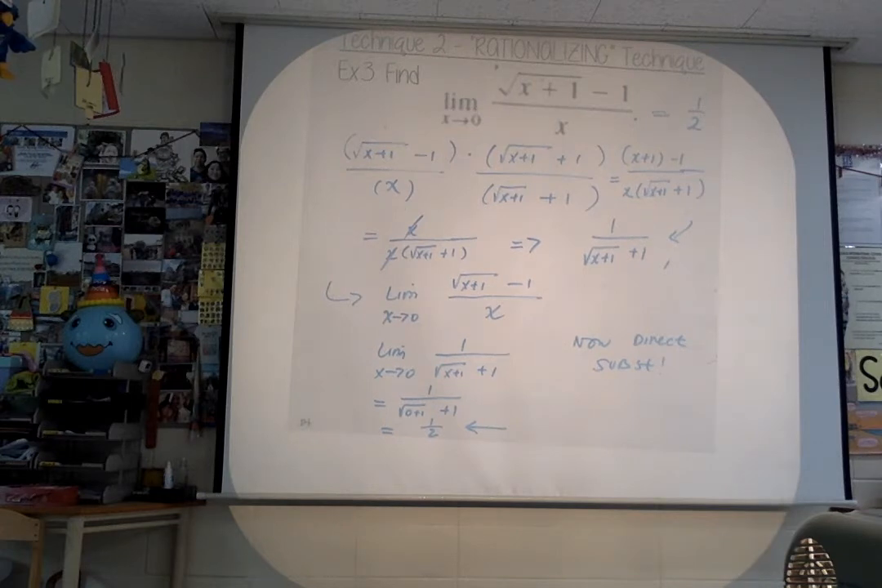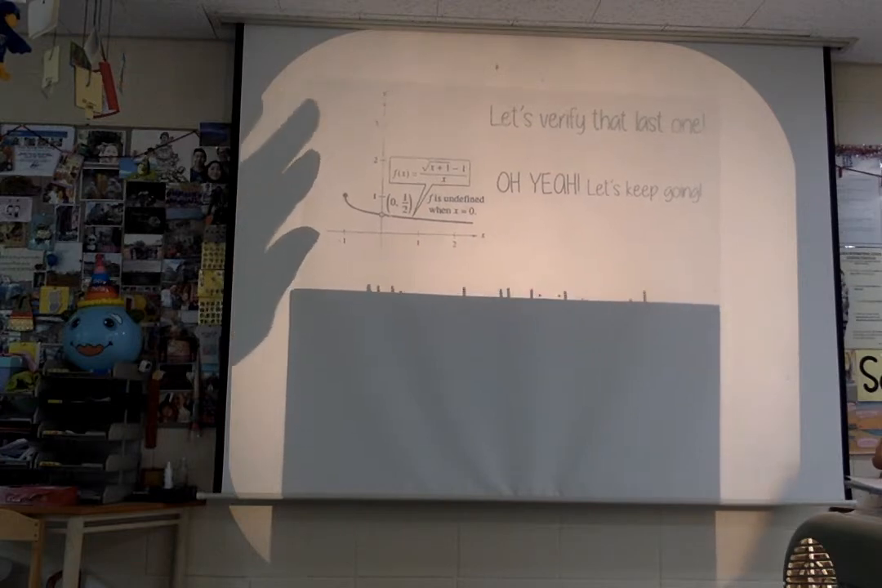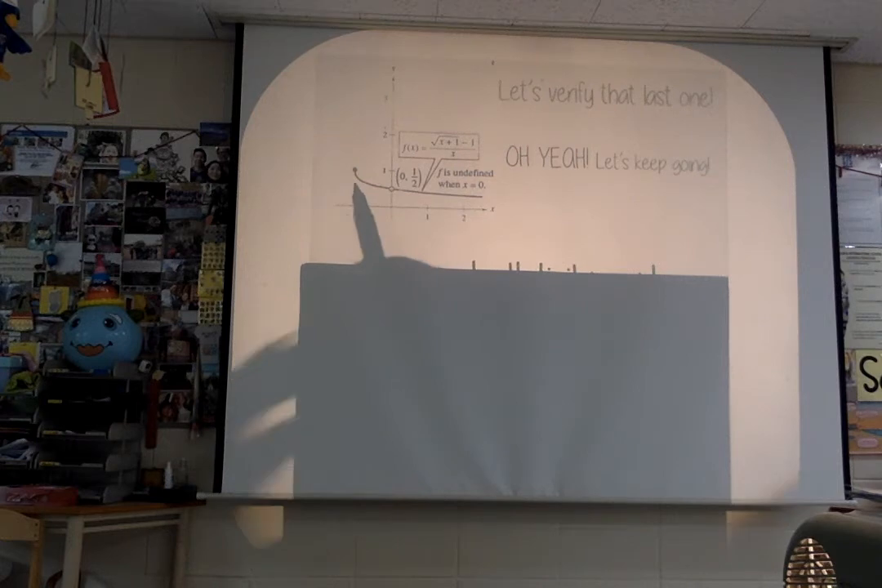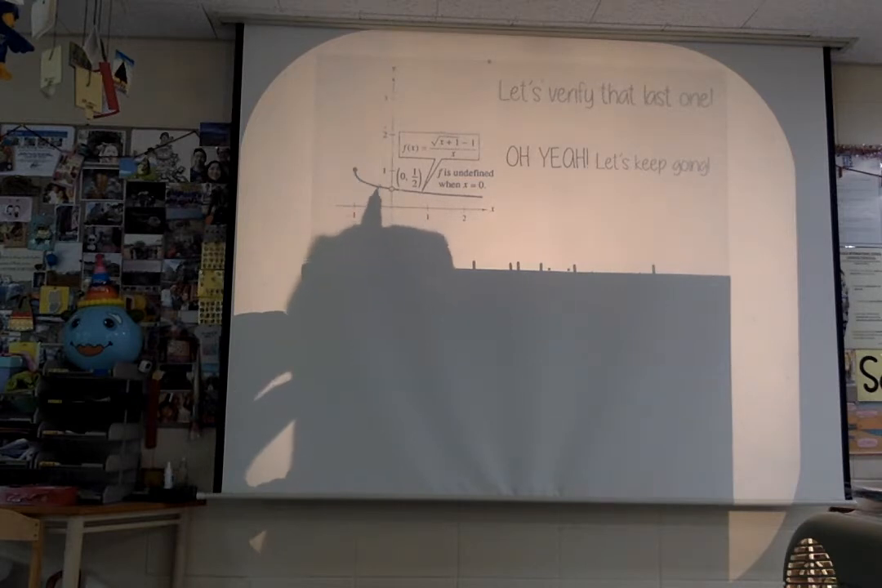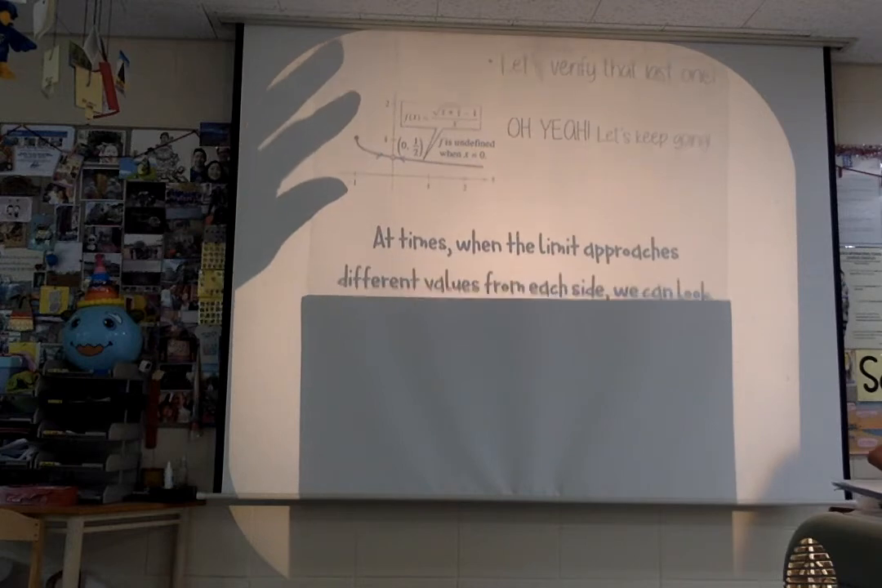So always check with the graph. So I'm going to check for you. Let's verify that last one. It should look like this. Here's your function, when you graph it, and you're looking for the limit as x approaches, what was it? As it approaches 0. So you can see as it's coming from the left side and from the right side, it reaches a half, okay? So let's go ahead and do the next one.